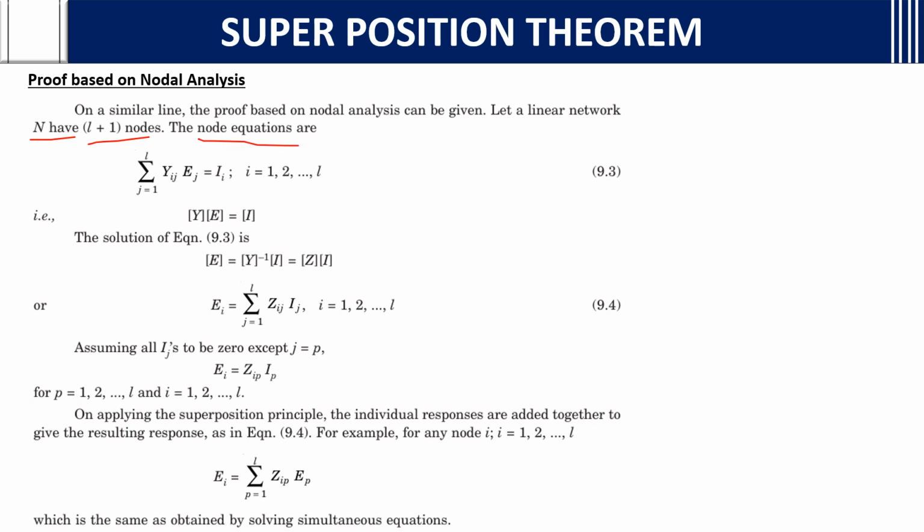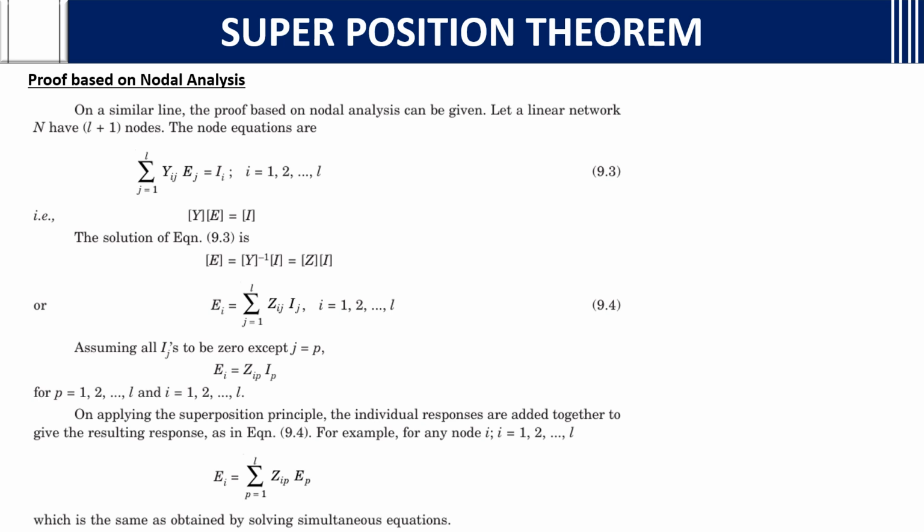The node equations are summation j equals 1 to L of Yᵢⱼ Eⱼ equals Iᵢ. The same formula is used here also. Then what we need to do: YE equals I, that is a generalized form. The solution of 9.3 is E equals Y inverse I, if you send Y to this side, that is equal to Z I. You will get Eᵢ equals summation j equals 1 to L of Zᵢⱼ Iⱼ. Here we will consider Zᵢⱼ Iⱼ, assuming all Iⱼ to be 0.